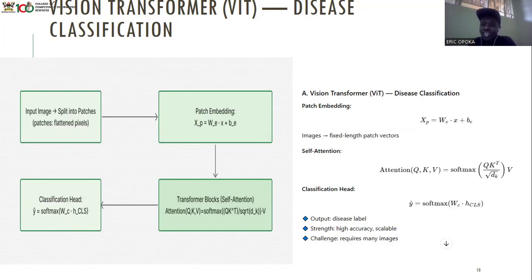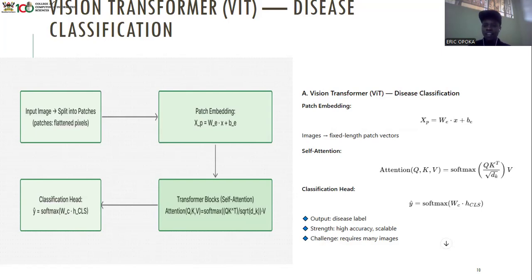We shall have the formula, where x is a vector which represents the total patches that have been divided from the image. Then we multiply it with the weighted constant, which is W, then we add the bias, B, just to improve the flexibility. So the weight is simply a constant we use to multiply, then we add.